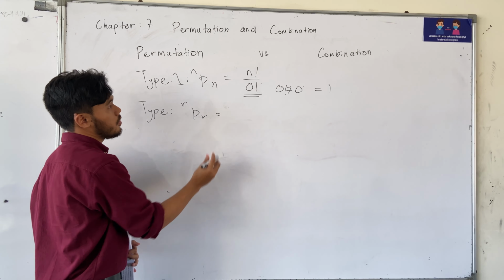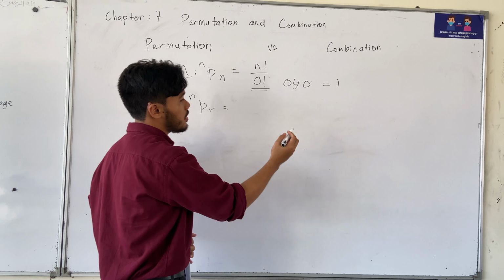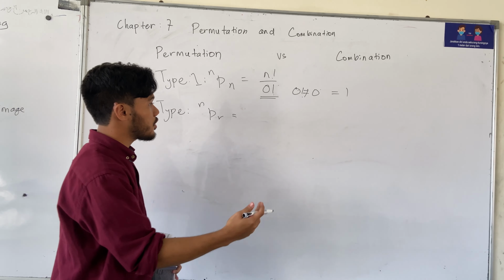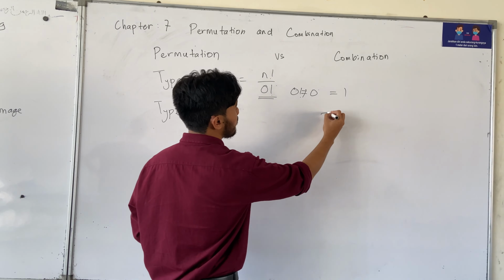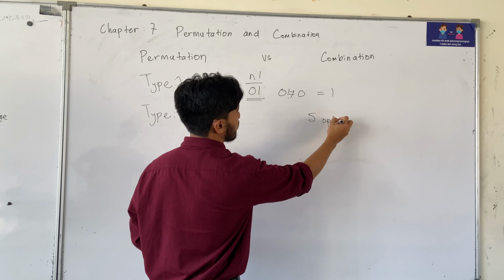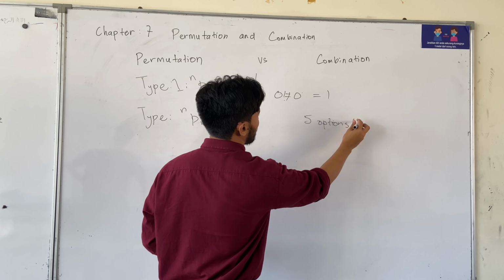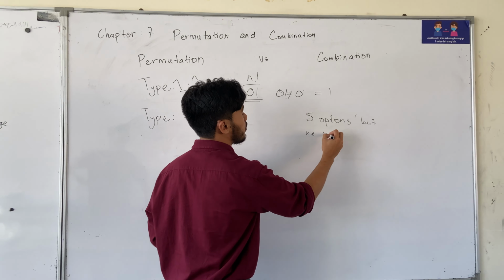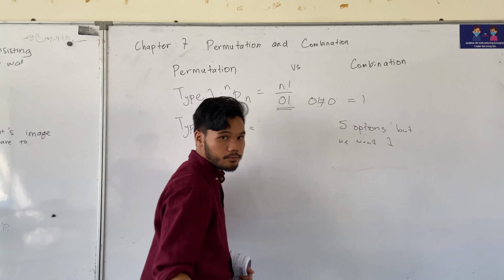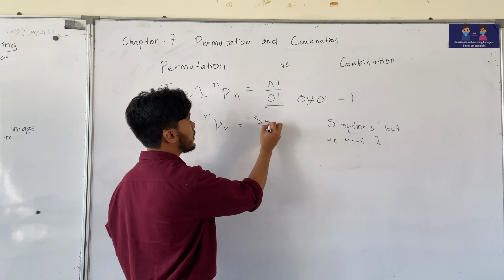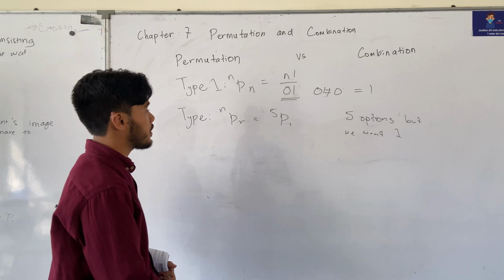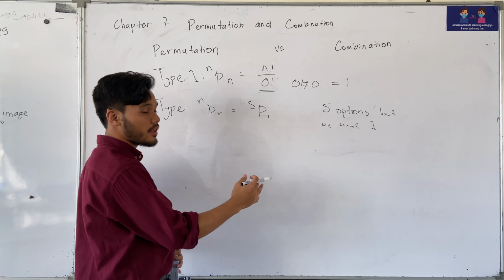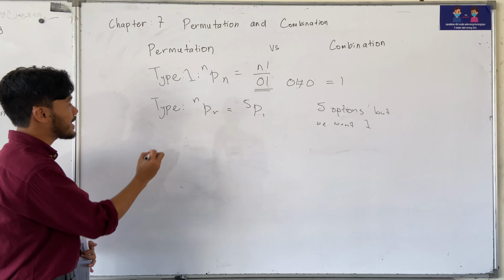Type 2 is nPr. So nPr is pretty much, in basic terms, we are talking about if you have 5 options, but we want 1 only. So therefore it will be 5P1. That is what nPr is. Pretty much that's type 2. Well, type 3.